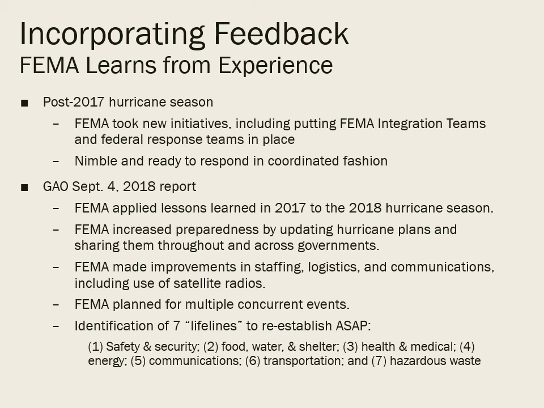FEMA personnel knew where to find all the supplies they needed. They were able to quickly distribute satellite phones to federal and state emergency responders. So FEMA learned from experience, and it took that feedback and incorporated it into new policy and new policy implementation for hurricane response. So FEMA was really preparing for the 2018 hurricane season. It was updating hurricane plans, along with states and tribal governments, and also U.S. territories. It was making vast improvements to staffing in terms of logistics operations. It was refining communications, so that they could use better satellite communications.